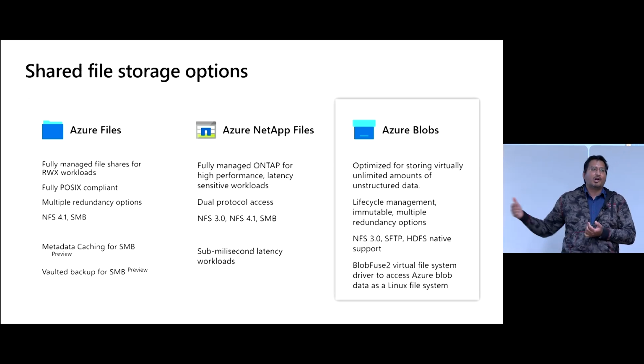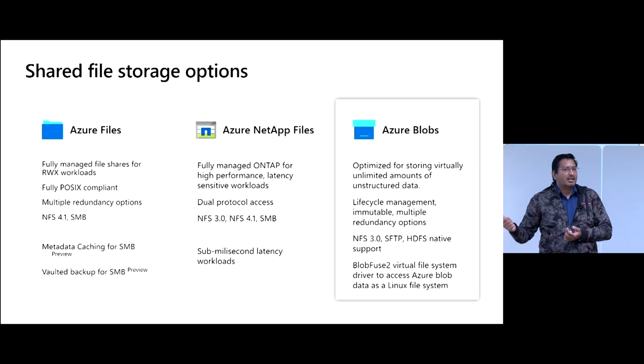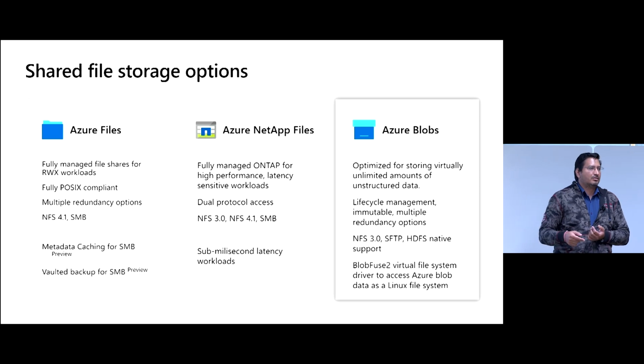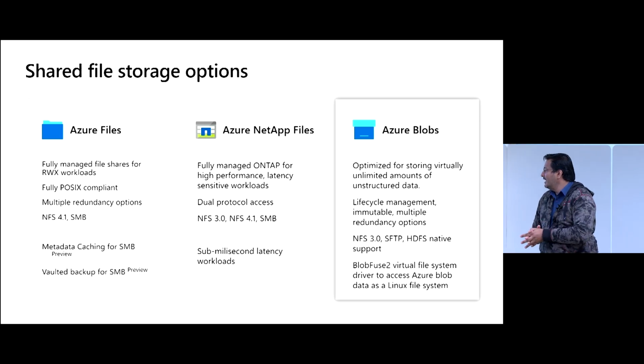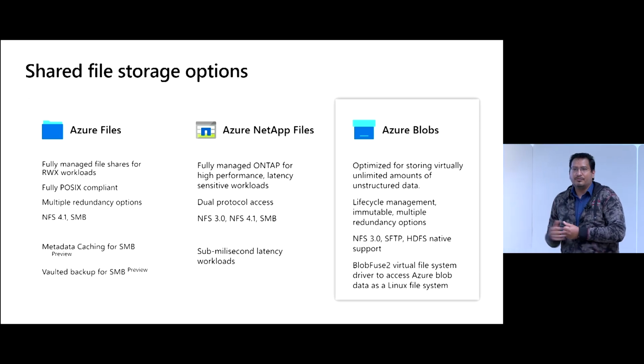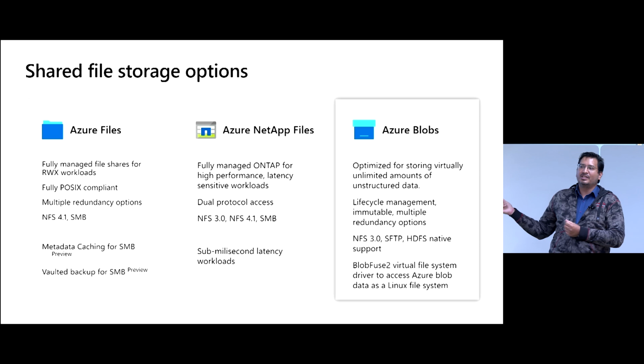We have recently released metadata caching for SMB. It's in preview, and I'm going to talk about it later. It's a really cool feature, and I'll tell you how it improves performance considerably if you're using SMB for your workloads. And then we have also introduced vaulted backup for SMB. We're going to cover that in a section after the break. I said break and I saw quite a few eyes light up.